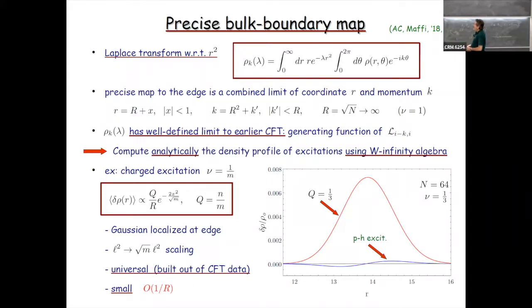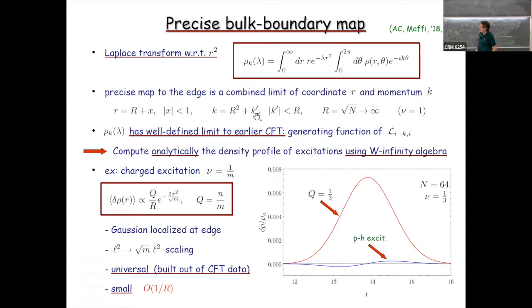And then I also understood more clearly what is the limit to the edge. The limit to the edge is the limit in which I go for coordinates near the edge, which is R. I make a small deviation, but at the same time, I also take values of momenta which are limited in this range.